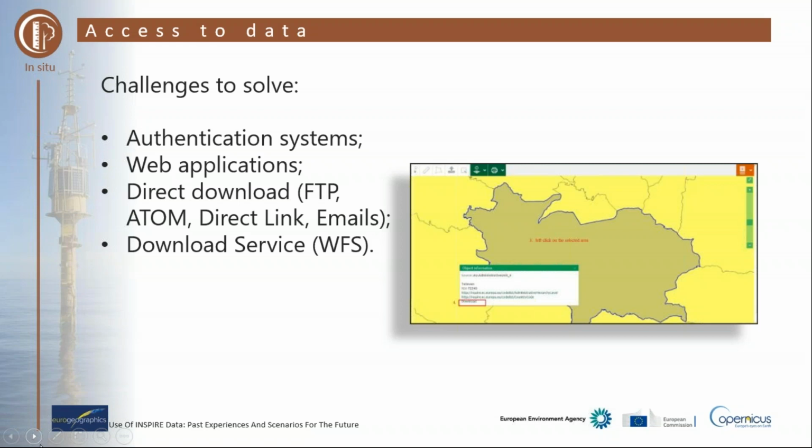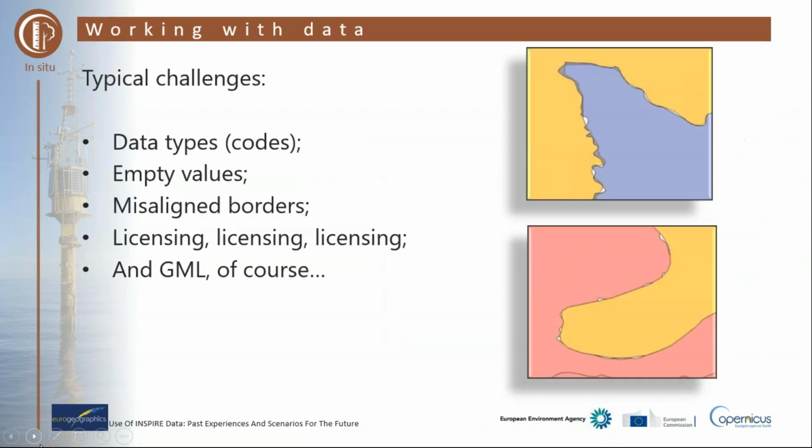But even if you have the direct download, you can have that direct download from FTP, Atom, a direct link. Sometimes the link comes through an email. Again, each country is different, and you have to go one by one. And when there is not a direct link or direct download, and there is the WFS, each WFS is different as well. So sometimes you have to develop a special application to download the information because of different issues.